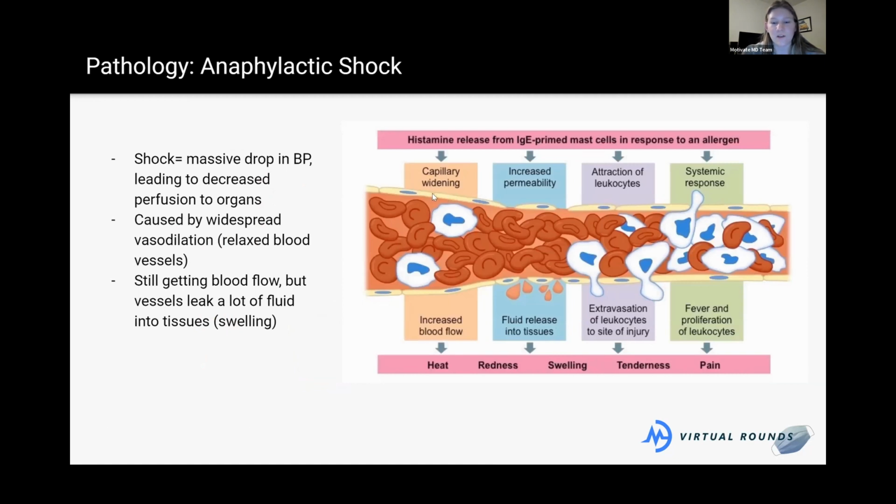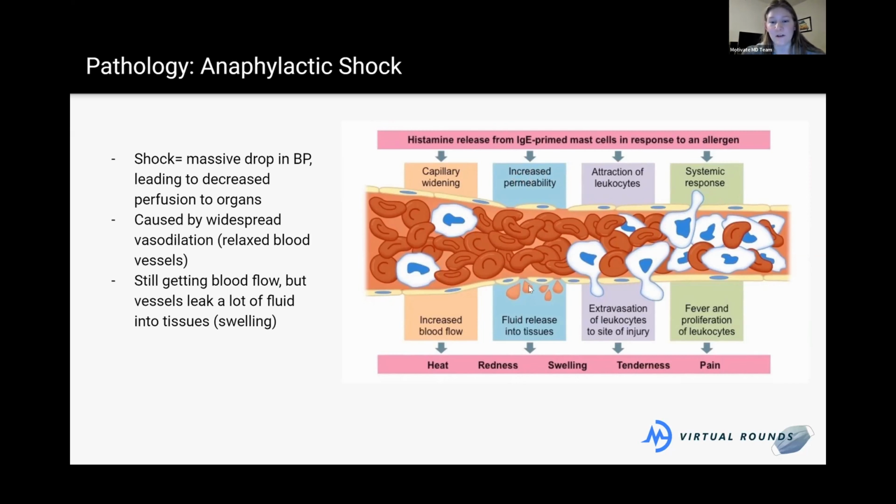So just showing at the blood vessel level what histamine can do. One is that the capillaries or blood vessels are going to widen, and that's going to allow for increased blood flow, and you can get heat. If you touch a hive on someone's skin, it's usually really hot. It's usually really itchy for them too, and not comfortable. Another thing that happens, like we just talked about, is the increased vascular permeability.